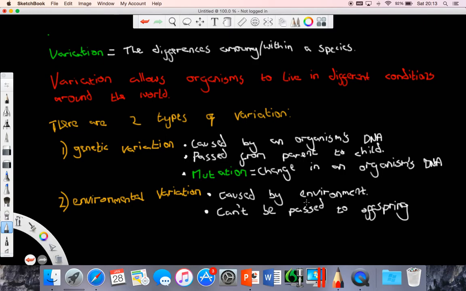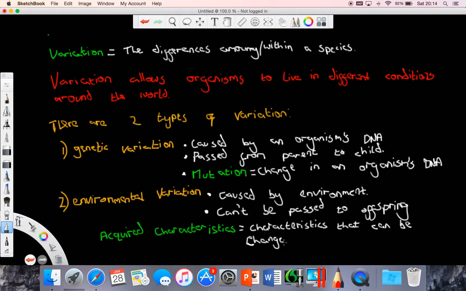Okay, so these are known as acquired characteristics. Now, acquired characteristics are characteristics that can be changed by the environment.